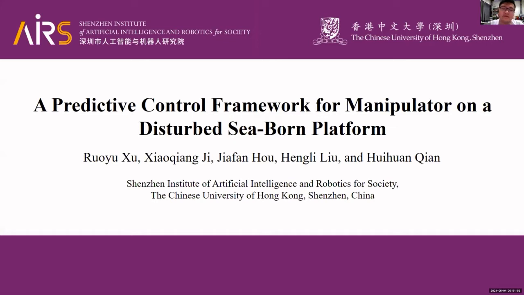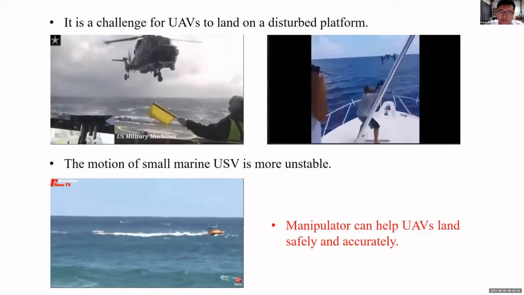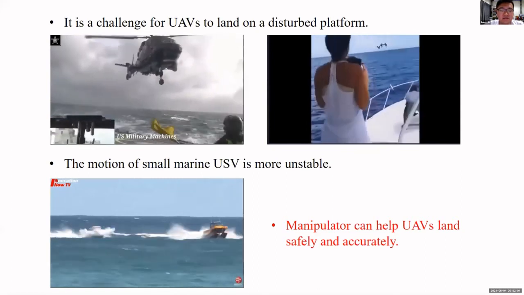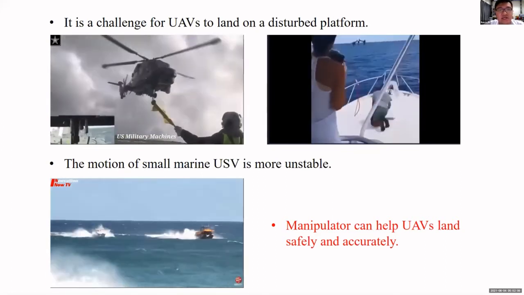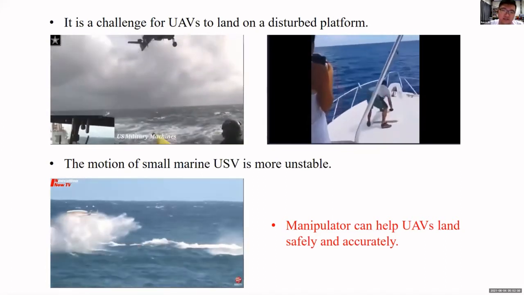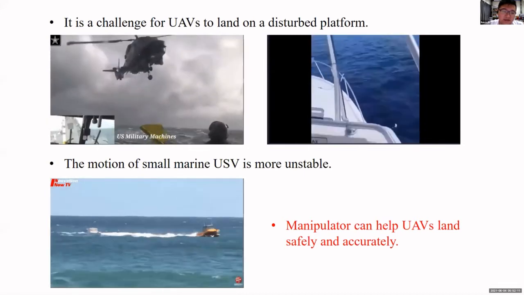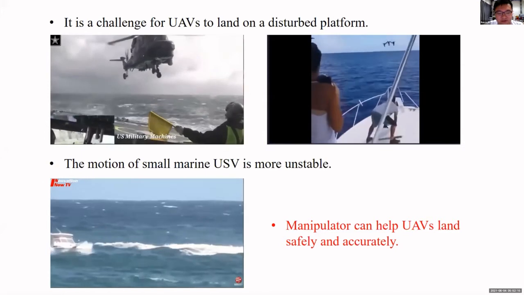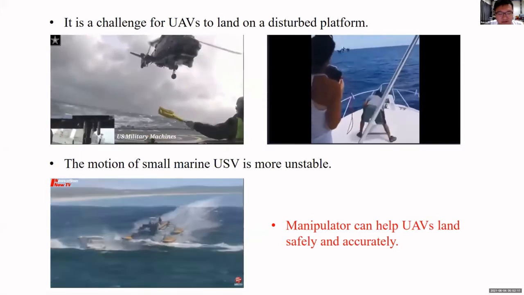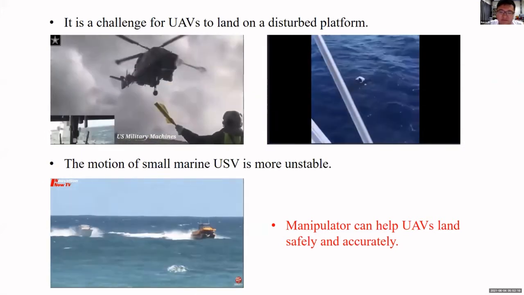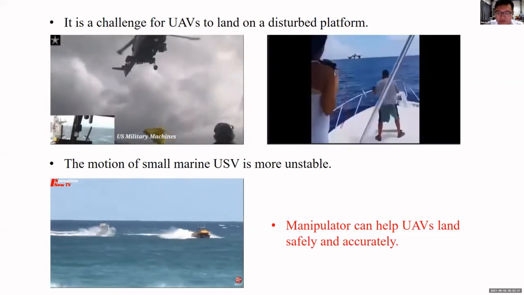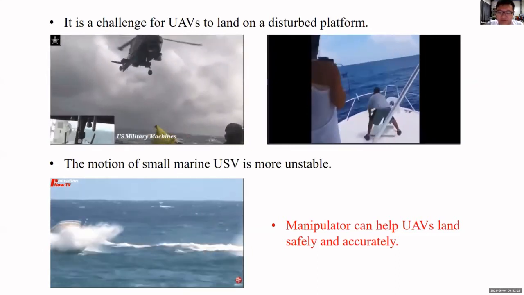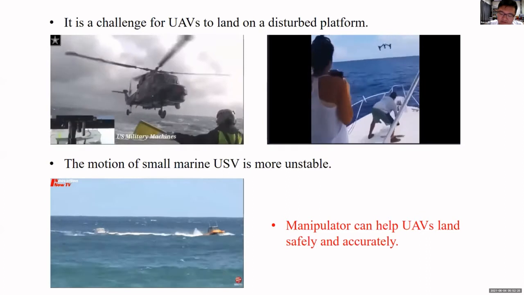Hello, everybody. Today I'm going to present a predictive control framework for Manipulator on a disturbed seaborne platform. As we can see in these two videos, it's a challenge for UAV to land on a disturbed platform. And it is more difficult to land a UAV on a small surface vehicle because a surface vehicle is more unstable. So we are going to use Manipulator to help the UAV land safely and accurately.